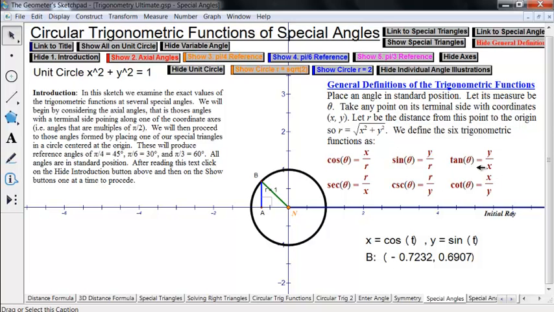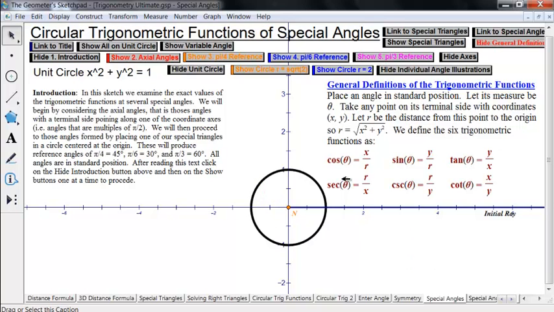Then we just use these general formulas to define the trig ratios. Cosine of theta is x over r, sine of theta is y over r, and tangent of theta is y over x. Secant of theta is r over x, cosecant of theta is r over y, and cotangent is x over y. Notice that when they're both defined, cosine and secant are reciprocals of each other. When they're both defined, sine and cosecant are reciprocals, and when they're both defined, tangent and cotangent are reciprocals of each other.